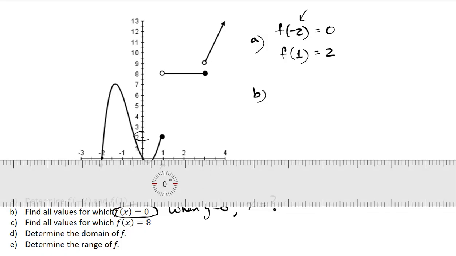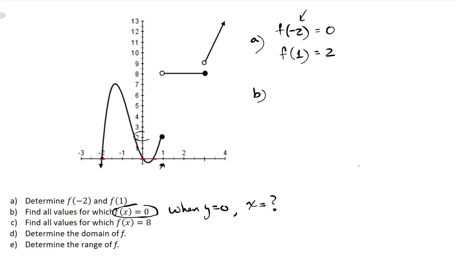So here we have the line intersecting the graph at this point, and this point. Hence, identifying those x's, those values are -2, 0, and roughly 1/2.